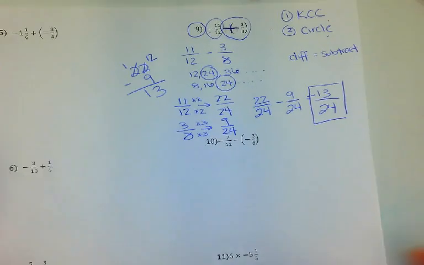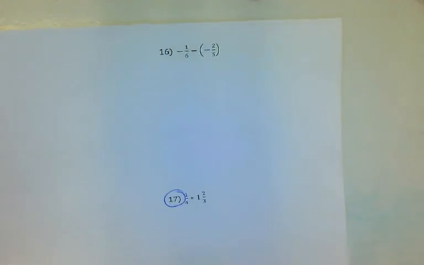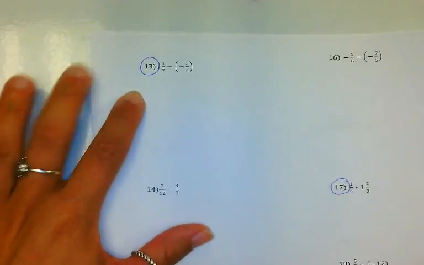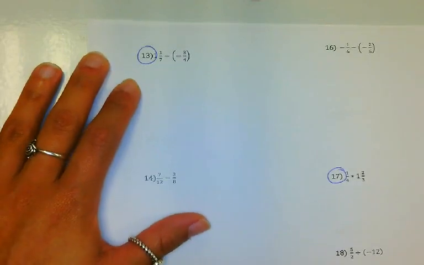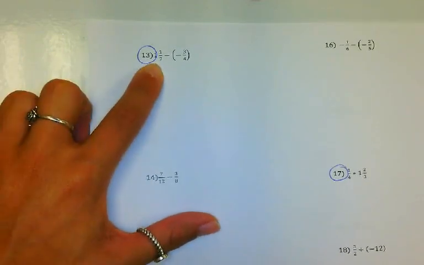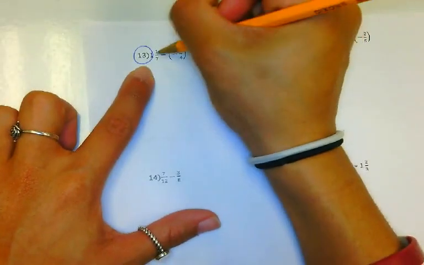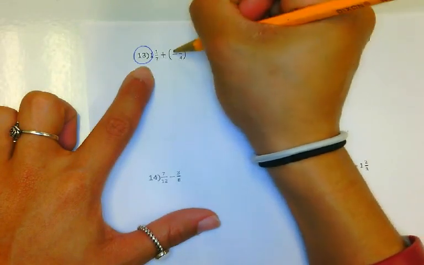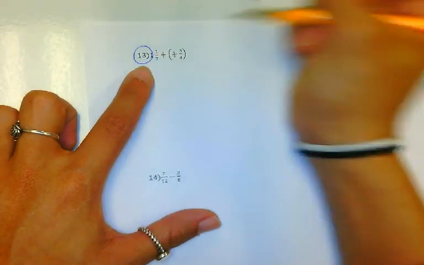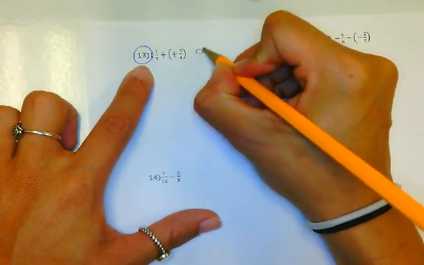Alright, the next one we're going to do is 13. Now with 13, it's almost the same as the other one. We're going to start off by doing keep, change, change, or circling. So if you do keep, change, change, keep this the same, change this, and so all of them are positive, so we're going to add.